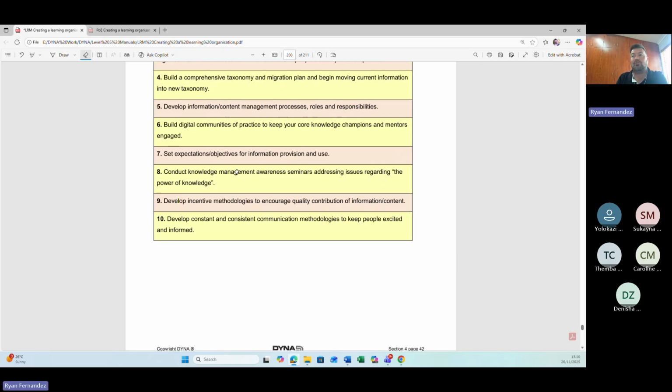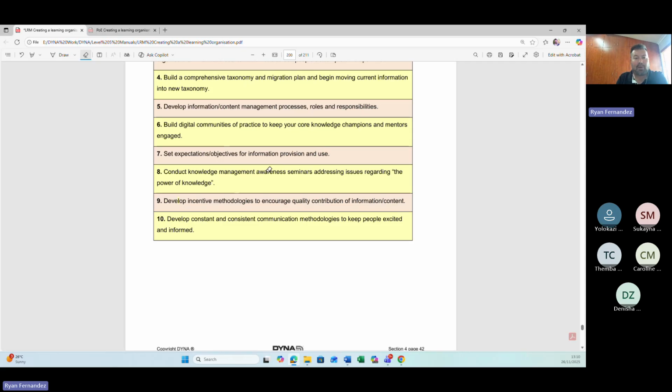Then we need to set expectations and objectives for the information provision and use. So we need to say, listen, we need every report to be put on the server. We need someone that's going to pull the data out of the report. We need to make sure that by the end of the year, we have these kinds of things cataloged and analyzed. So set expectations and objectives.